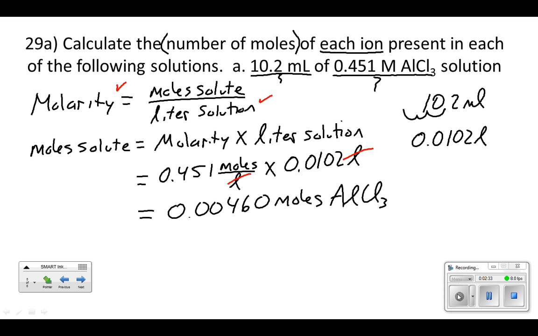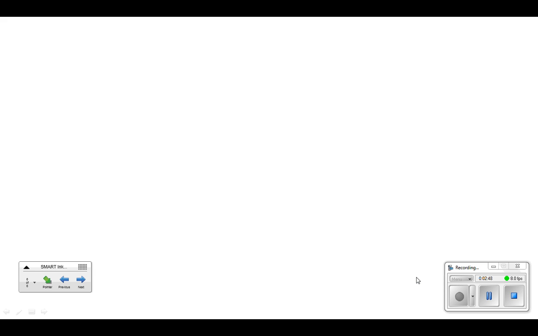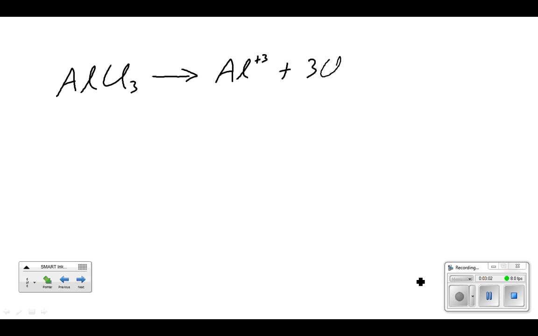All right, so there's the number of moles, but this problem actually asks us to find the number of moles of each ion. So we're going to have to figure out what aluminum chloride does when we put it into solution. So let's go to a new slide here. When we put aluminum chloride in solution, it's going to dissociate into an aluminum ion, which is +3, and 3 chloride ions. Now, we calculated on the previous slide that the moles of aluminum chloride were 0.00460 moles.